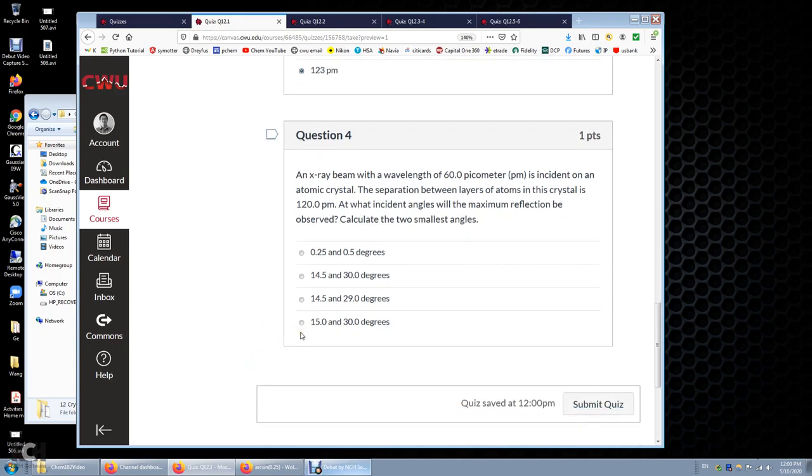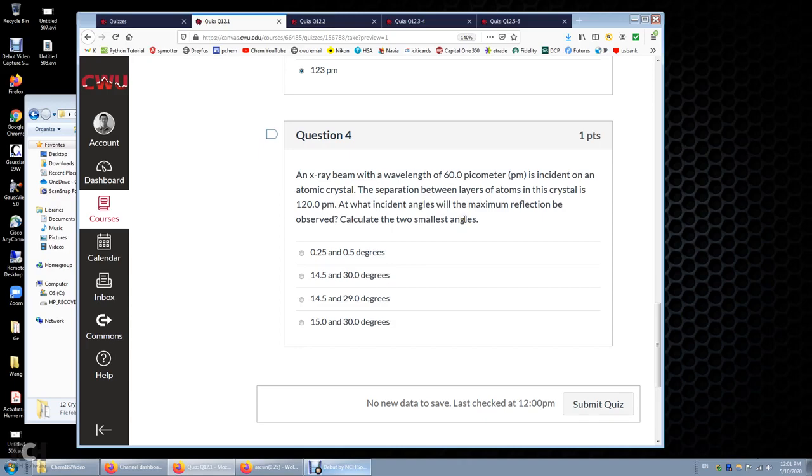Now, an X-ray again, this time with a 60 picometer wavelength. And we have the separation between the layers of the atomic crystal, 120, and we're going to calculate the incident angles with the maximum reflection. So this is constructive interference, and again the equation is 2d sine theta equals n lambda. So n can be 1, n can be 2. So 2 times d times sine theta can be 1 lambda or 2 lambda or 3 lambda, etc. We're going to use the two smallest angles, looking at just 1 lambda and 2 lambdas.